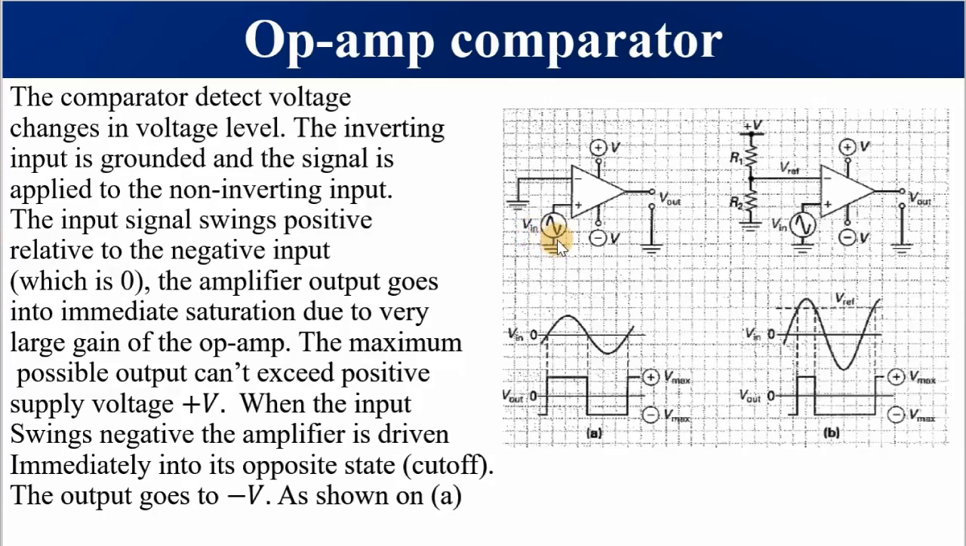Because the input is connected to the non-inverting input, and the inverting input is grounded, and we are saying our input signal is a sinusoidal signal, the output voltage V out goes high when the input is high, and when the input goes negative, it also produces a high output, which is a maximum V max. So in response to this input signal, the comparator produces a square wave signal as shown.